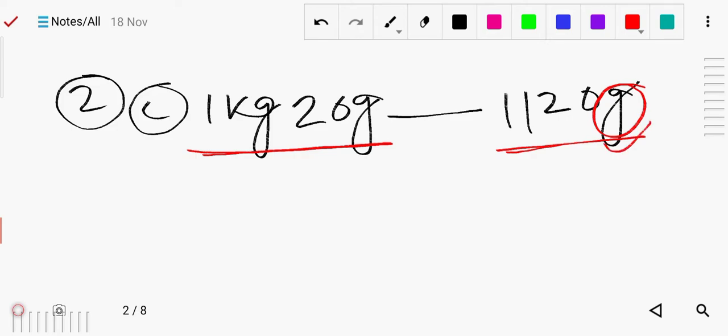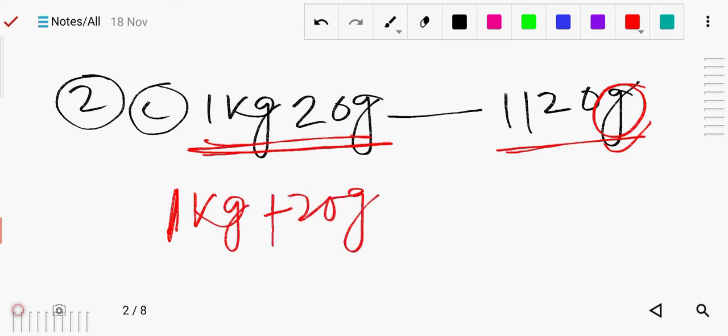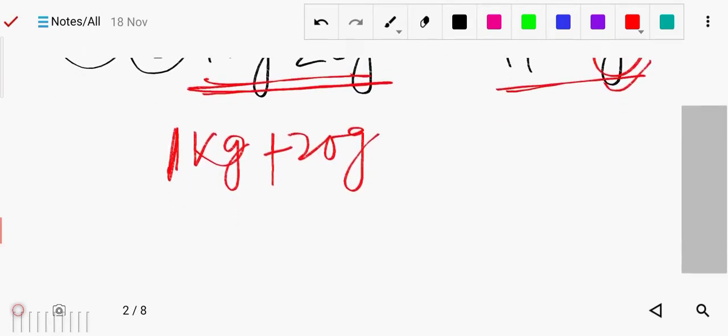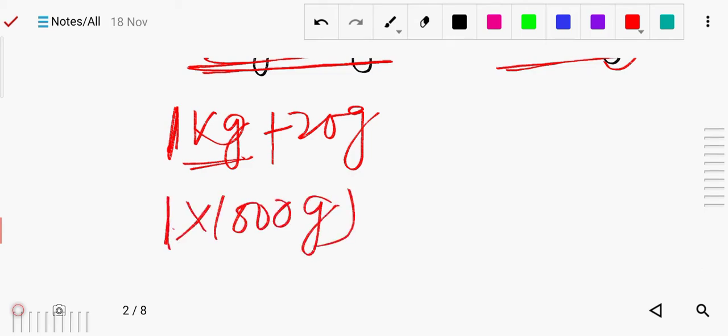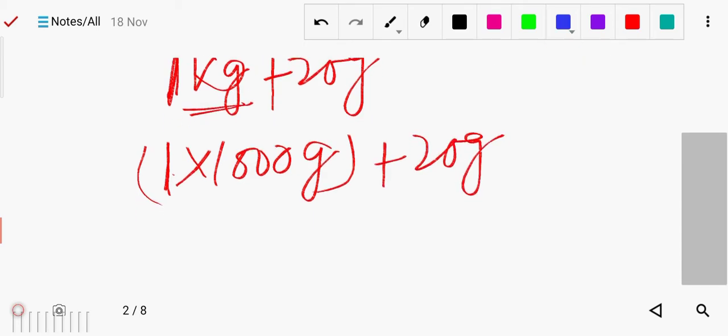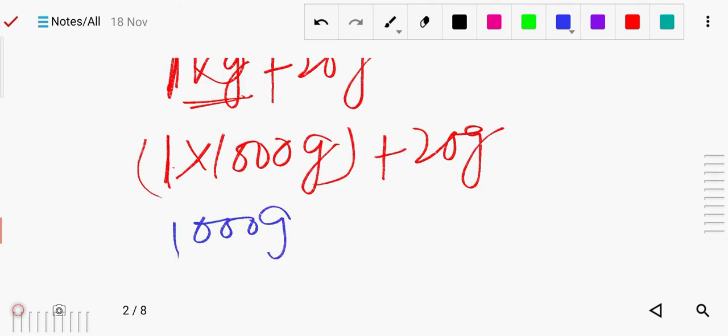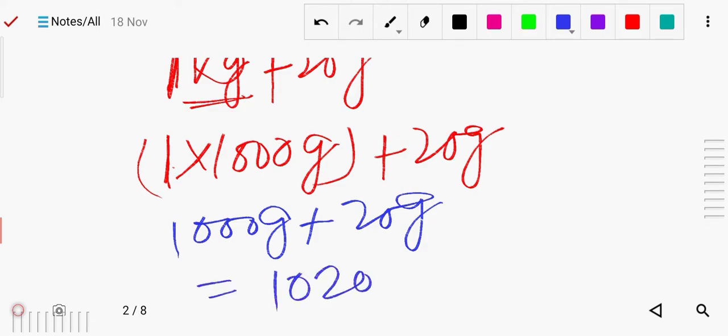This part is already in gram, no need to change. First, here we write in the plus form, since it is given combined: 1 kg plus 20 gram. So you can convert this to 1 into 1000 gram plus 20 gram. Now you can write 1000 gram plus 20 gram, so it will be 1020 gram. So this side we got 1020 gram.